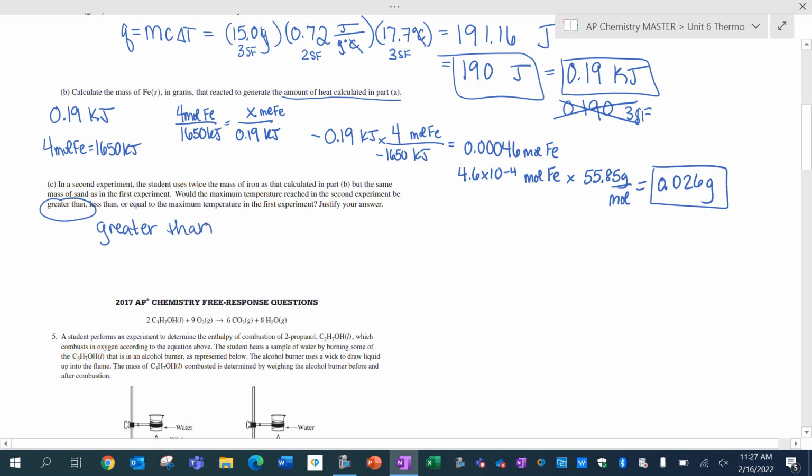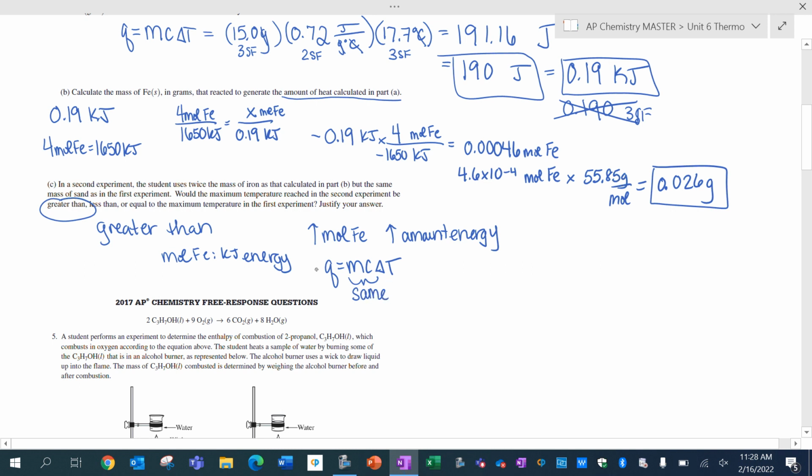And as far as an argument, I may make an argument that there's a relationship between the moles of iron and kilojoules of energy that are released. So if you increase the moles of iron that react, you're going to increase the amount of energy that is released in the reaction. And since it says we're using the same mass of sand, and you're thinking, Q equals mc delta T, if you're still using sand and it's still the same mass, these values are the same.